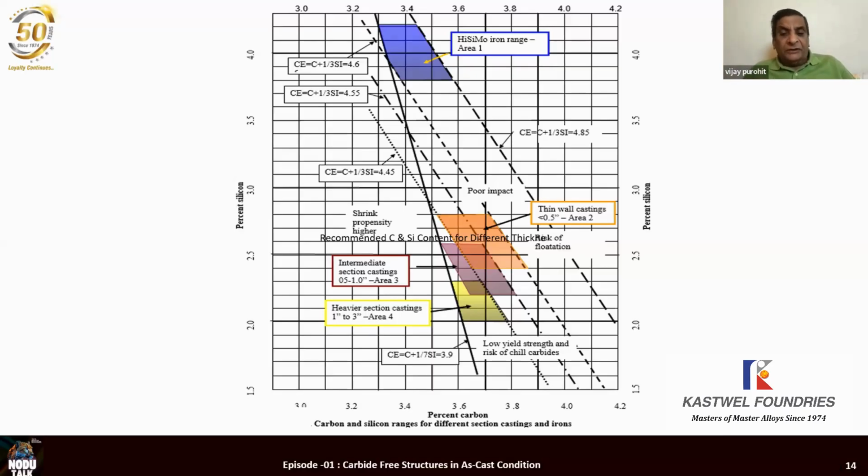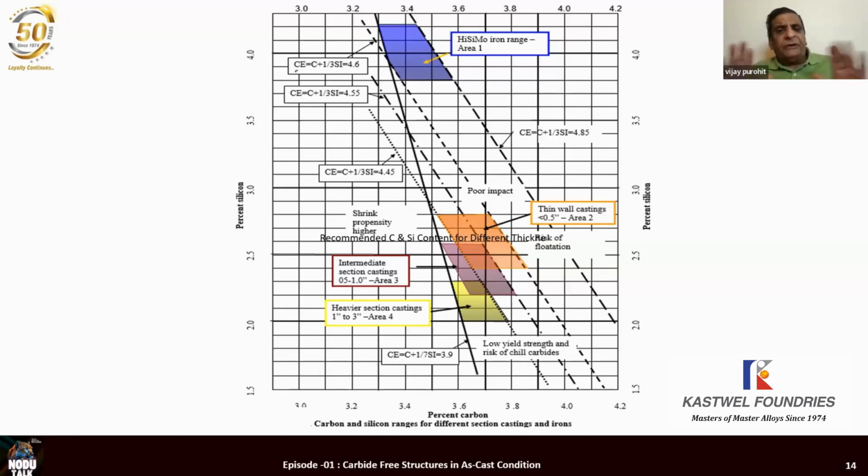Now, in this wall thickness of half an inch to 1 inch, if you want to avoid the graphite flotation, your carbon equivalent, again look at the right hand side, should be less than 4.55 for this section size. That is, carbon plus one third silicon should be equal to 4.55 to avoid graphite flotation. This was the figure we gave you in the previous two slides.